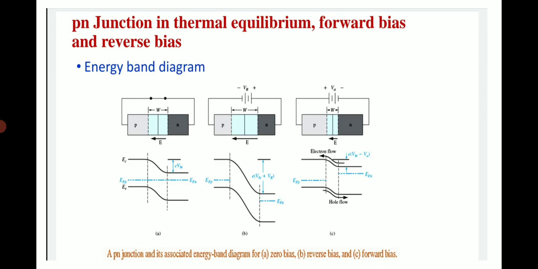That's why the electrons are attracted to the positive charge. Why? Because like charges repel, but opposite charges, positive and negative, attract. In that condition, reverse bias, the width W of the PN junction will increase.